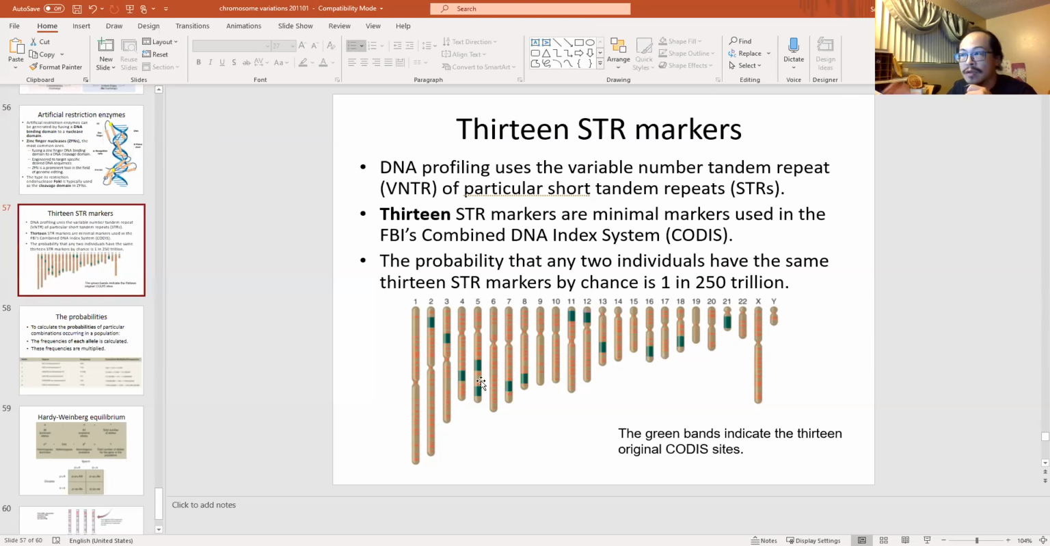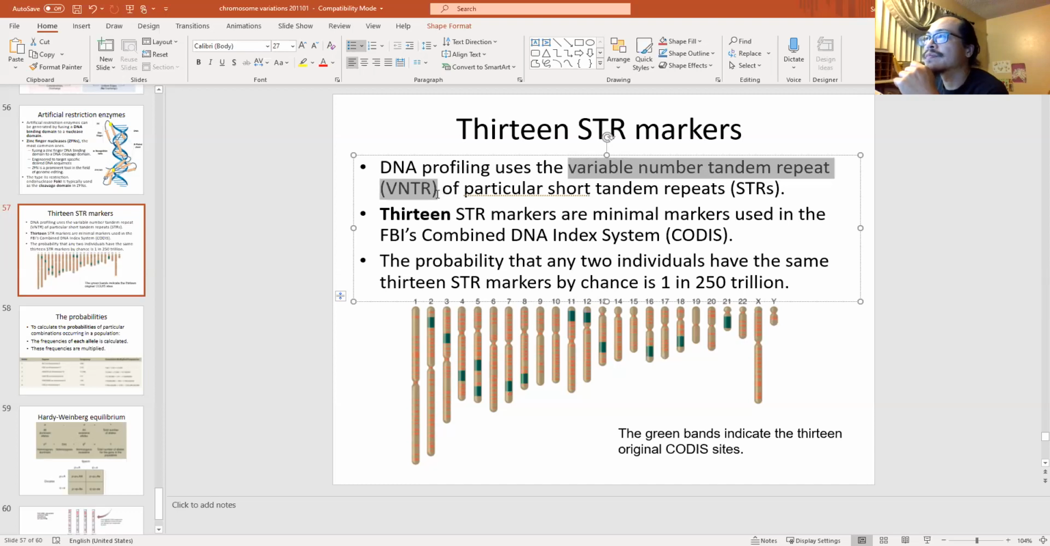So here I'm showing you, I think we showed these slides before, right? A very typical one, the 13, identifying the location of these repeats. Everybody has these 13, everybody has the same sequence, it's just the length that is different. And this length difference is called the variable number tandem repeats, right here. So I bolded it here.